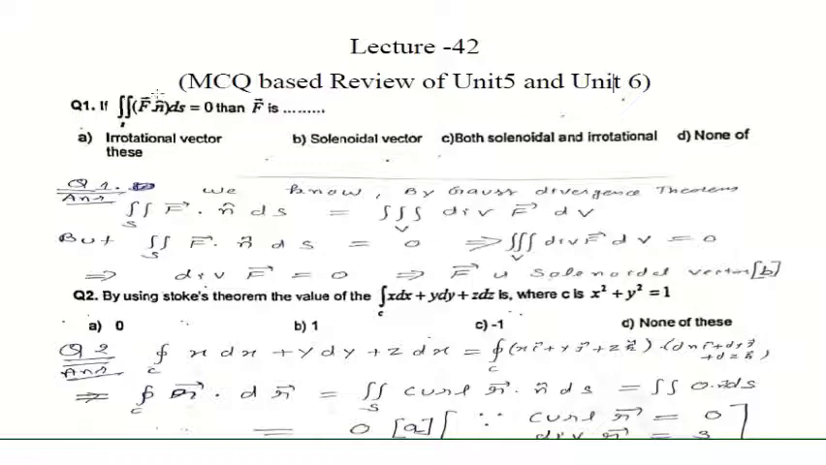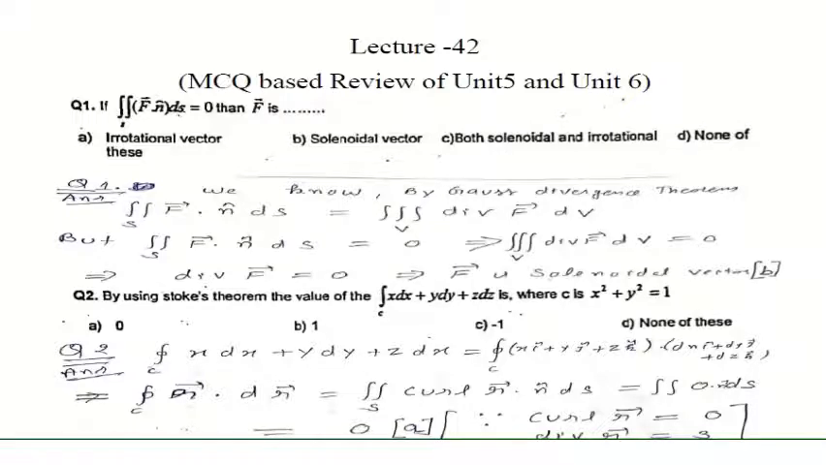you are given that the integration of F dot n dS is 0. Then you are asked what kind of function F is, what is the nature of this vector field F: is it rotational, irrotational, solenoidal, both solenoidal and irrotational, or none of these.